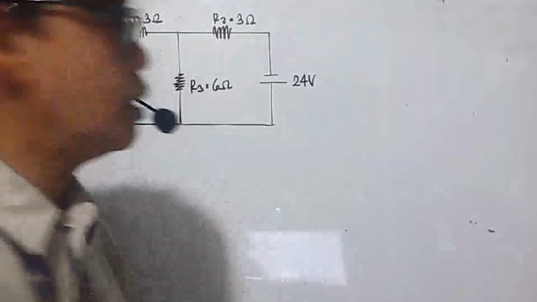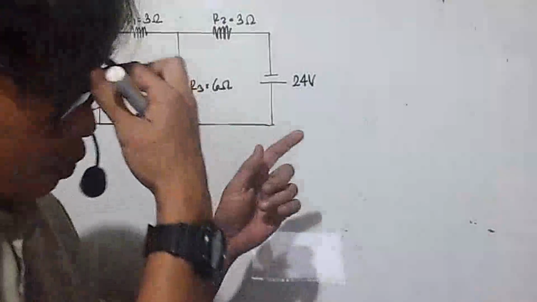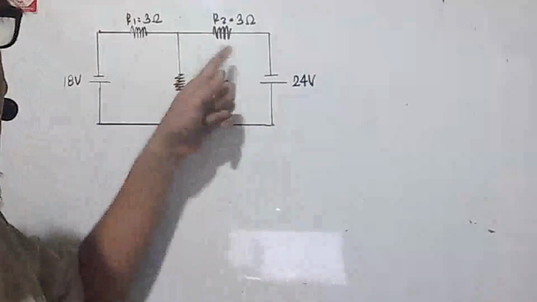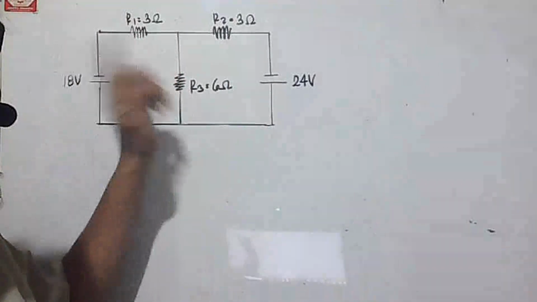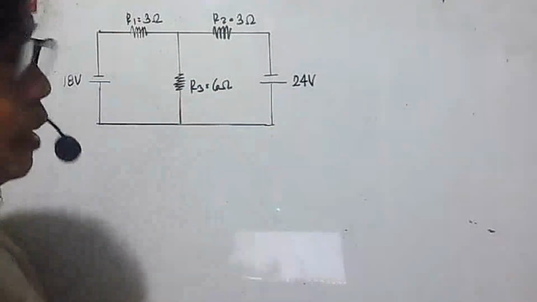Again, we're given the same problem, 18 volts and 24 volts power source. Then we have three resistors. R1 is 3 ohms, R2 is 3 ohms, and R3 is 6 ohms.